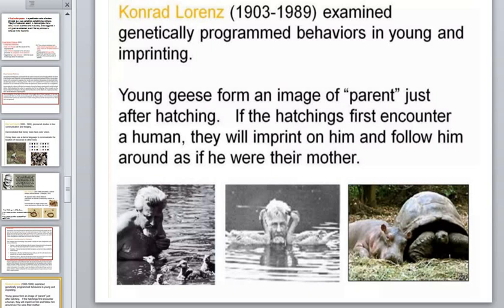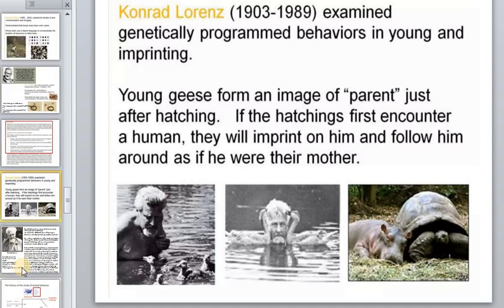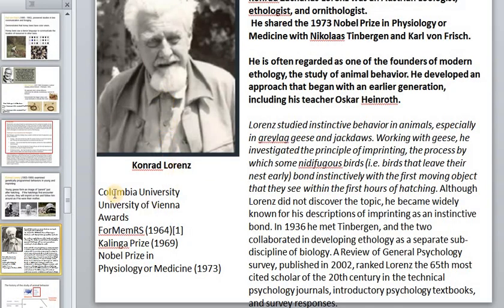Next, the scientist Konrad Lorenz was an Austrian zoologist, ethologist, and ornithologist, and he received the Nobel Prize in Physiology or Medicine with Nikolaas Tinbergen and Karl von Frisch. And even here we see this photo. He worked at Columbia University and Vienna, and he is often regarded as one of the founders of modern ethology and the study of animal behavior. He developed an approach that began with the older generation, including his teacher Oskar Heinroth. Here are the founders.